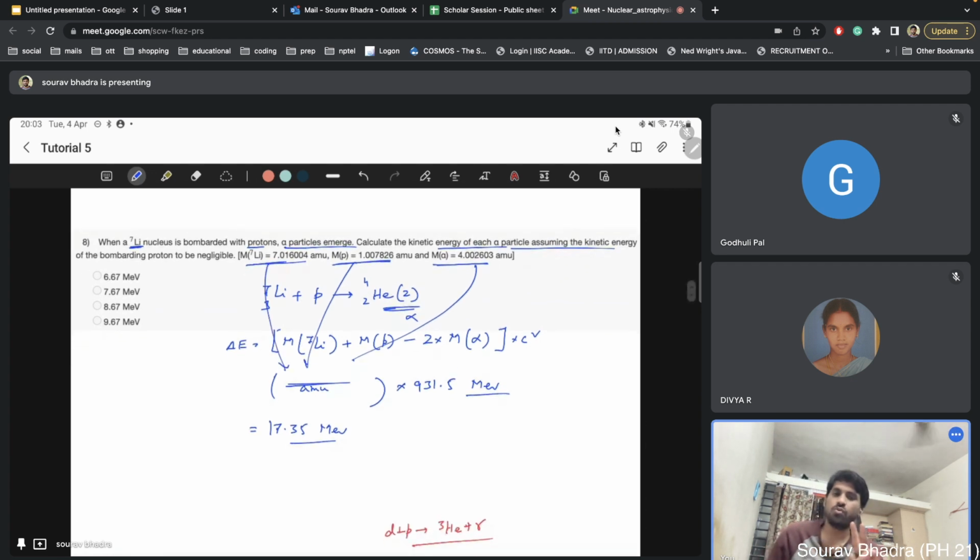And as 2 alpha particles are created, this energy will be divided between the 2 particles. So each alpha will take half of the energy. Each alpha particle will take 17.35 divided by 2 MeV, that is roughly 8.67 MeV. So 8.67 MeV was the answer to question 8.